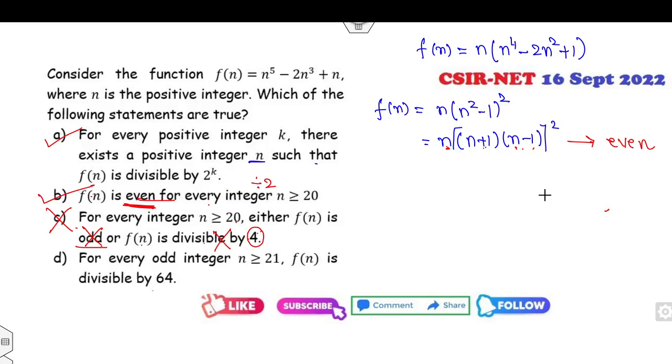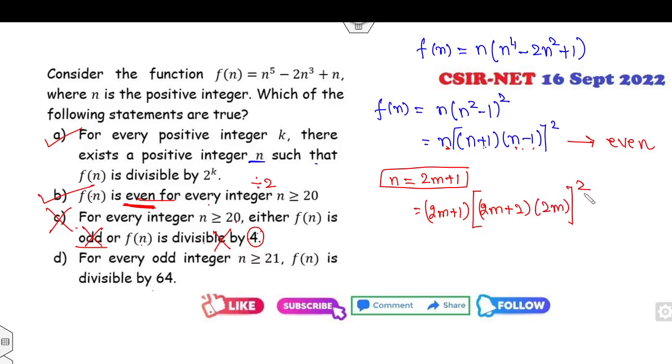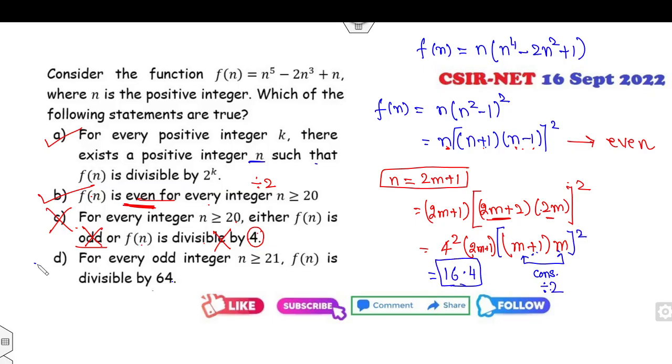Okay, the last case is that for every odd number it is divisible by 64. That's simple, I can choose any odd number 2m plus 1. Then your f(n) will be 2m plus 1, 2m plus 2, and 2m. If I take 2 common from this and 2 common from this, that's 4, which is 2 to the power 2, and the rest of the numbers are m plus 1, m, and 2m plus 1. So that's 16, but it said 64. How? You can see this is a whole square. Now you can see m and m plus 1 are consecutive numbers. So whether m is odd or any number, this product is always divisible by 2. If it is divisible by 2 raised to power 2, that's 4, I can take 4 as the common factor again. That is, 64 is the right answer.